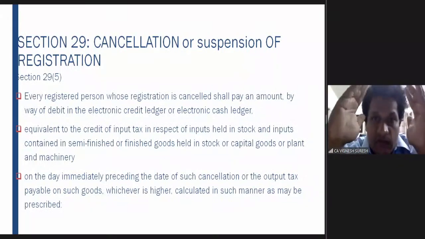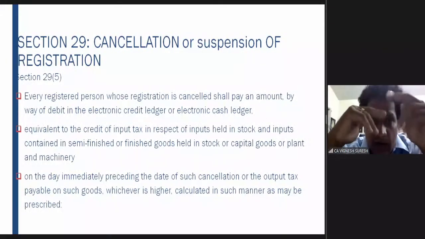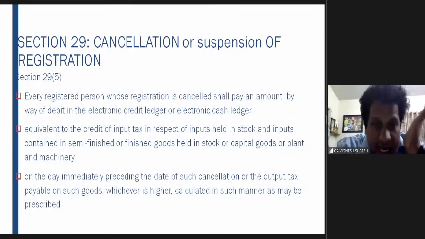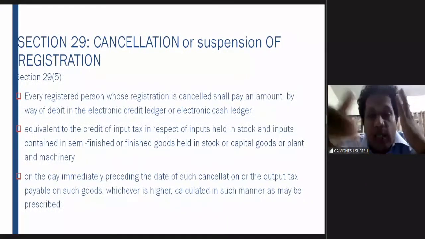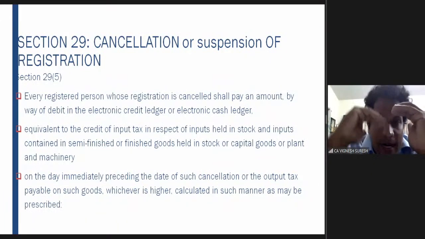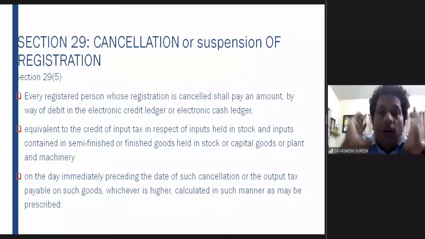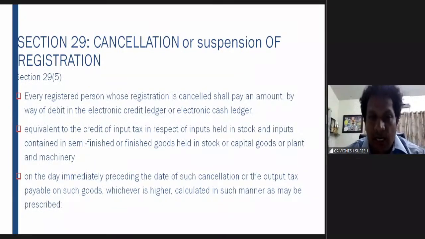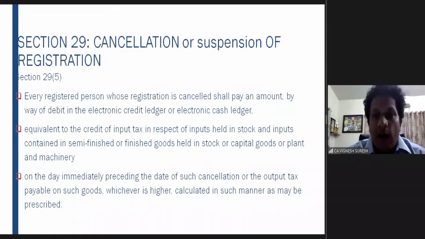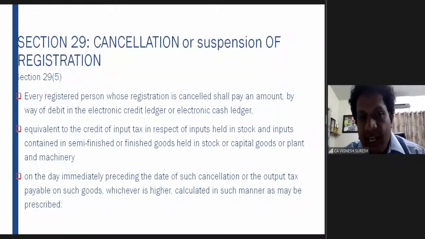Electronic credit ledger means when you are taking input tax credit, it keeps accumulating in the electronic credit ledger. When you are adjusting that against your output GST liability, this electronic credit ledger will be debited to that extent. That is the concept of the electronic credit ledger. Electronic cash ledger, as I already told you, is where you make a payment of GST in cash. It sits like a wallet and then it offsets the liability.